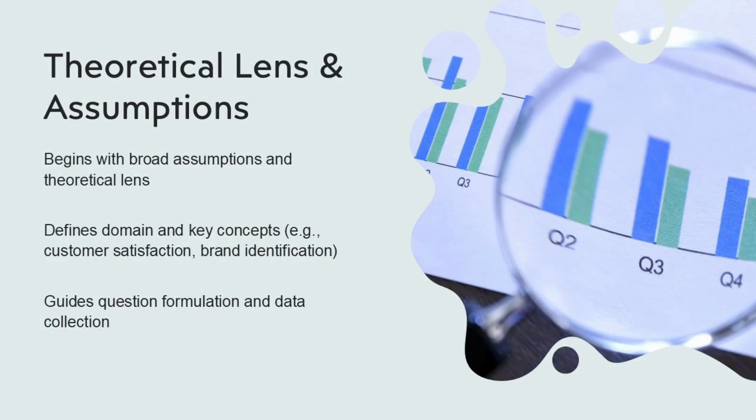Theoretical lens and assumptions. Qualitative studies begin with broad assumptions about the world and the social realities being studied. Researchers use a theoretical lens, such as feminist theory, critical race theory, or phenomenology, to guide their inquiry. They define key domains and concepts they intend to explore, for example, customer satisfaction, brand identity, or consumer intentions. This theoretical framing not only informs the design but also anchors the interpretation of findings.